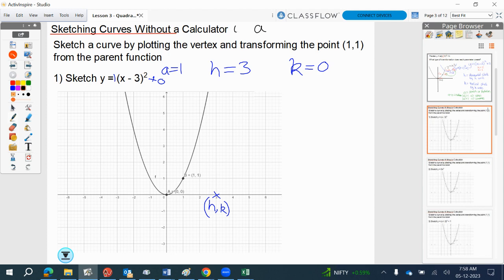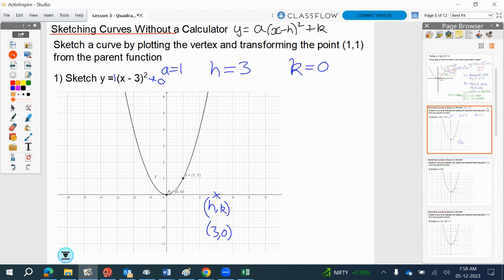The general form is y equals a bracket x minus h squared plus k. So we look at the function, we decide what the value of h and k is, and then we plot the vertex. So in this case, it's going to be at 3, 0.